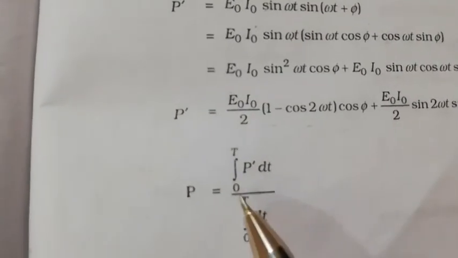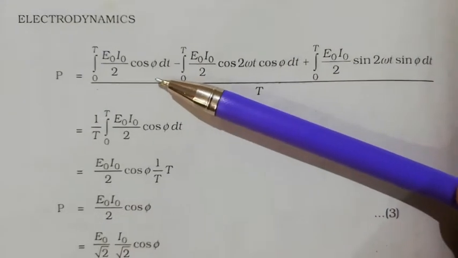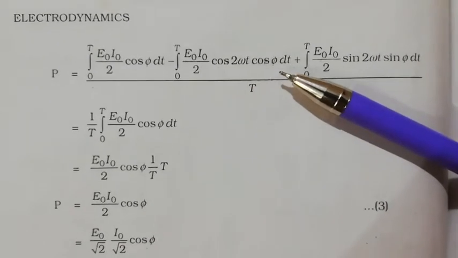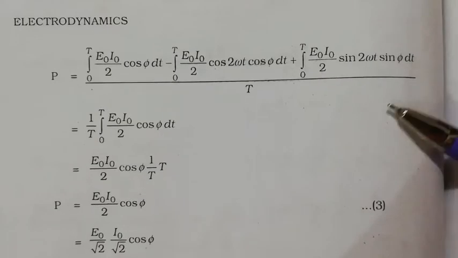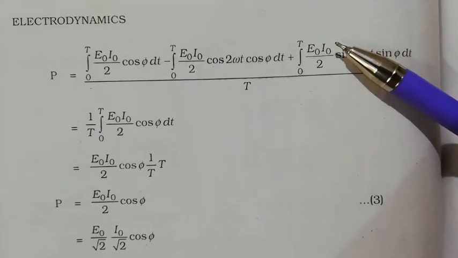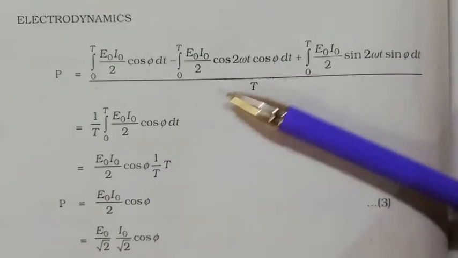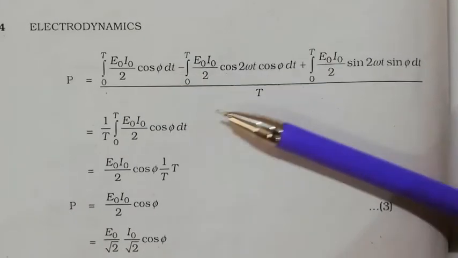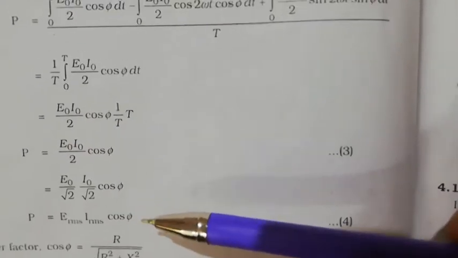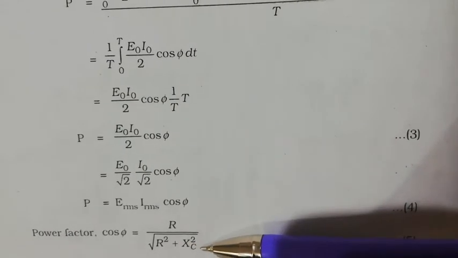So, when we expand and substitute in this equation, the first term includes the integral from 0 to T of cos phi dt, and here cos 2 omega t cos phi dt, and here sin 2 omega t sin phi dt. As we know, the integral from 0 to T of cos 2 omega t will be 0, and the integral from 0 to T of sin 2 omega t also will be 0, and the remaining is the first term. So, we have the integral of dt here and the integral of dt here, so T by T, and the remaining is E_RMS I_RMS cos phi, where the power factor cos phi is R by root of R square plus X square.